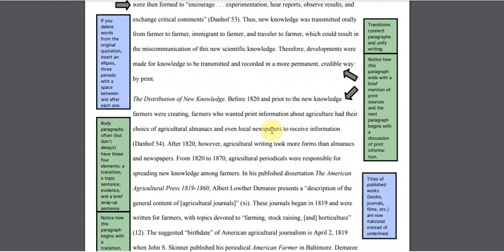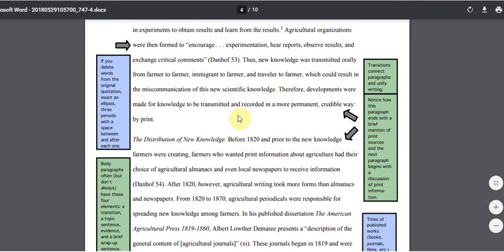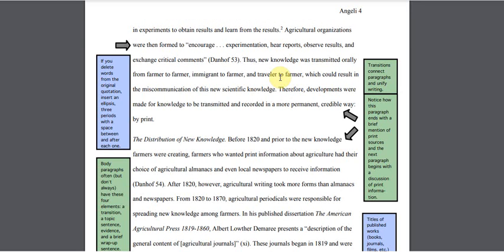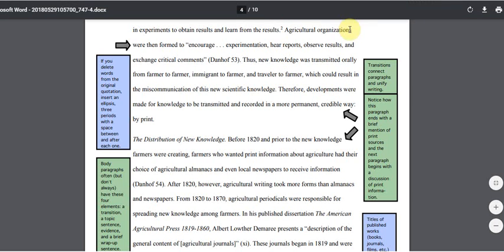So we go down here, and then if you delete words from the original quotation, insert an ellipsis, 3 periods with a space between and after each one. So they did this here because they didn't need all the words, and it was clear. Now, it's important too, is it clear if you remove some words? Sometimes that's another method of shortening your source that you're quoting, or your quoted part of the source, right? So agricultural organizations were then formed to, quote, encourage experimentation, hear reports, observe results, and exchange critical comments. So by putting the ellipsis here, it indicates there's part of this longer sentence missing, but it still made sense grammatically. We were able to understand it without those words, and that's what that will do for us here.